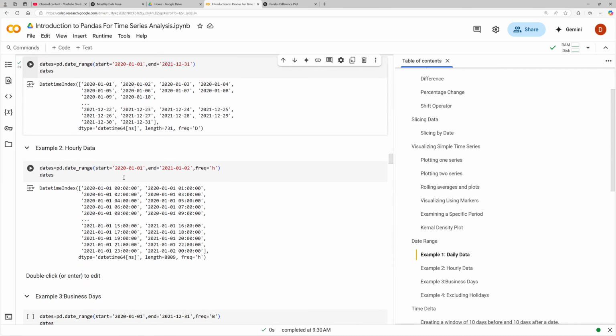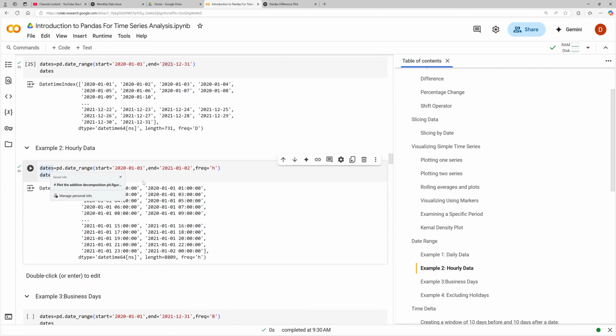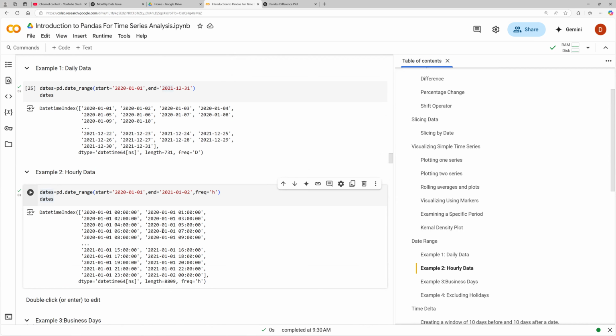Now we've got hourly data, which is useful for e-commerce transactions or whatnot. We could just see the hours. Once it goes to 24, it resets to 0, if you can see this here. So it'll go up from 1 to 23, and then it resets at 24, which is the beginning of the next day.